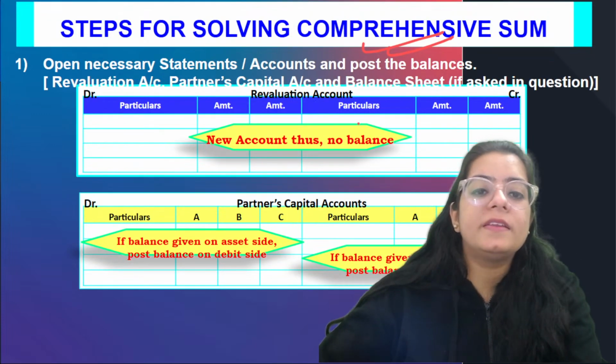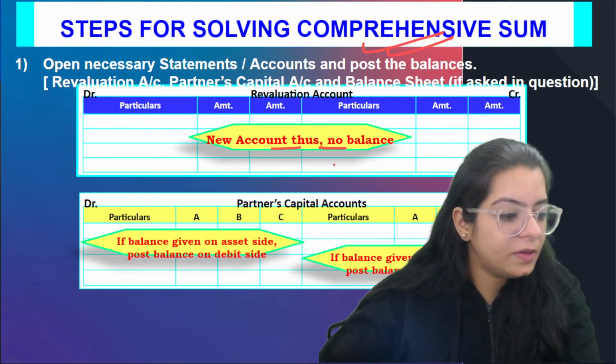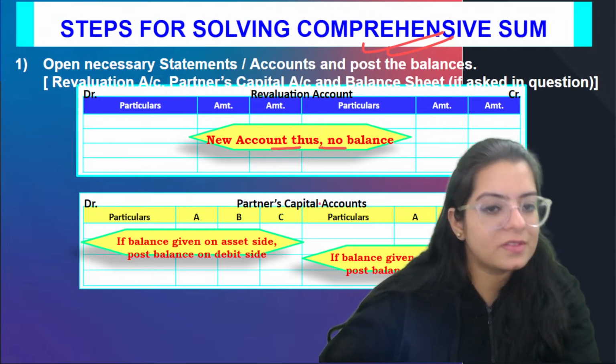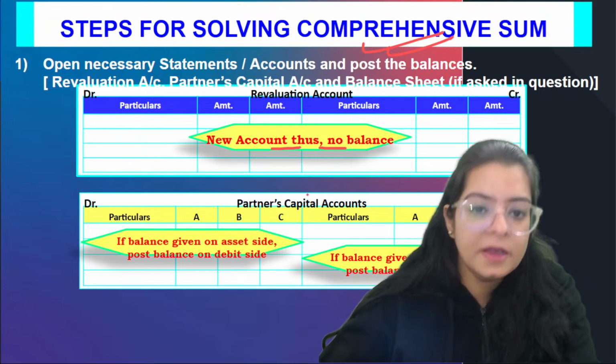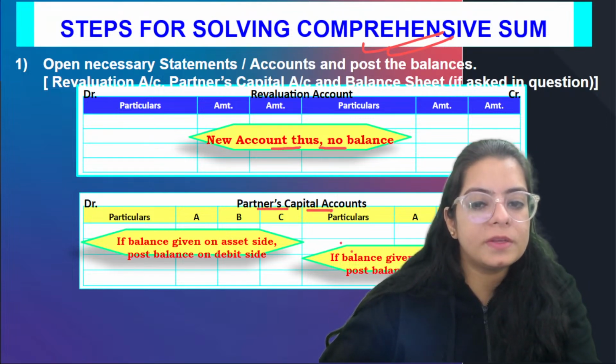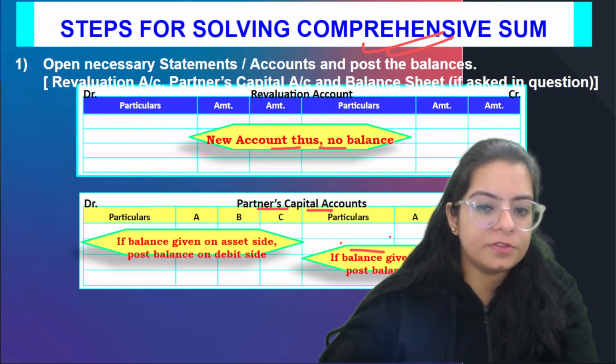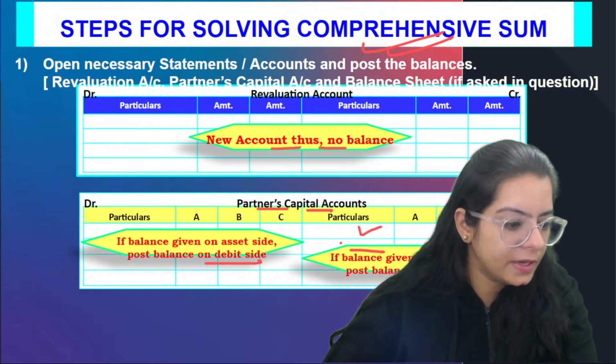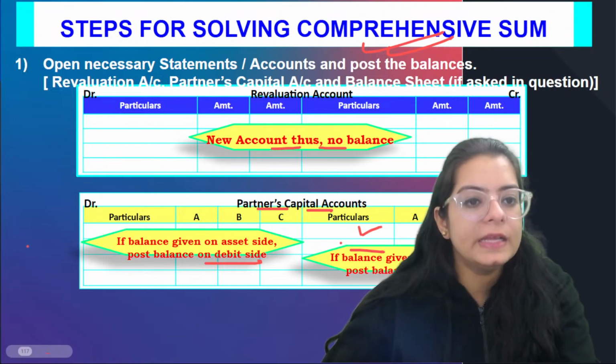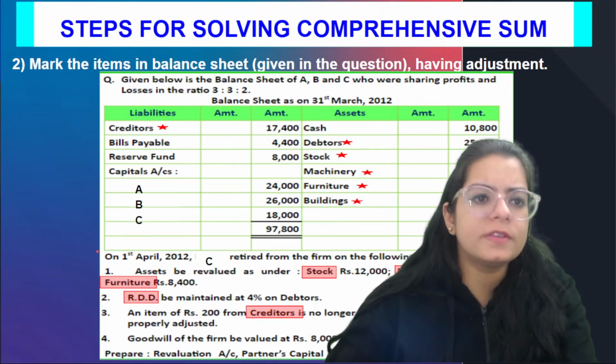Okay, then the revaluation account does not have any opening or closing balance, so you can just start with the expenses and losses. Partners capital opening and closing balance will be given to you in the question. If it is a credit balance, you will mention it on the credit side. If it is a debit balance, you will mention it on the debit side. This is how, of course, the full-fledged questions are started.